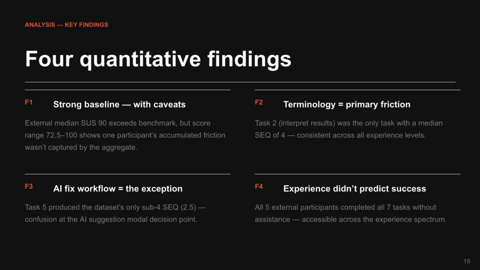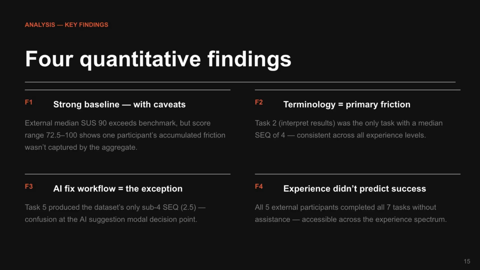We determined that terminology was the primary friction source. Task 2, interpreting scan results, was the only task to receive a median SEQ of 4 among external participants. Another finding was regarding Task 5, applying an AI-generated fix. Participants moved through most tasks with ease, but for Task 5, participants experienced friction. Task 5 produced a sub-4 SEQ score in the external dataset. One participant rated it a 2.5, reflecting confusion around the relationship between the suggested fix, the alt text field, and the text description that appeared at the bottom of the modal.